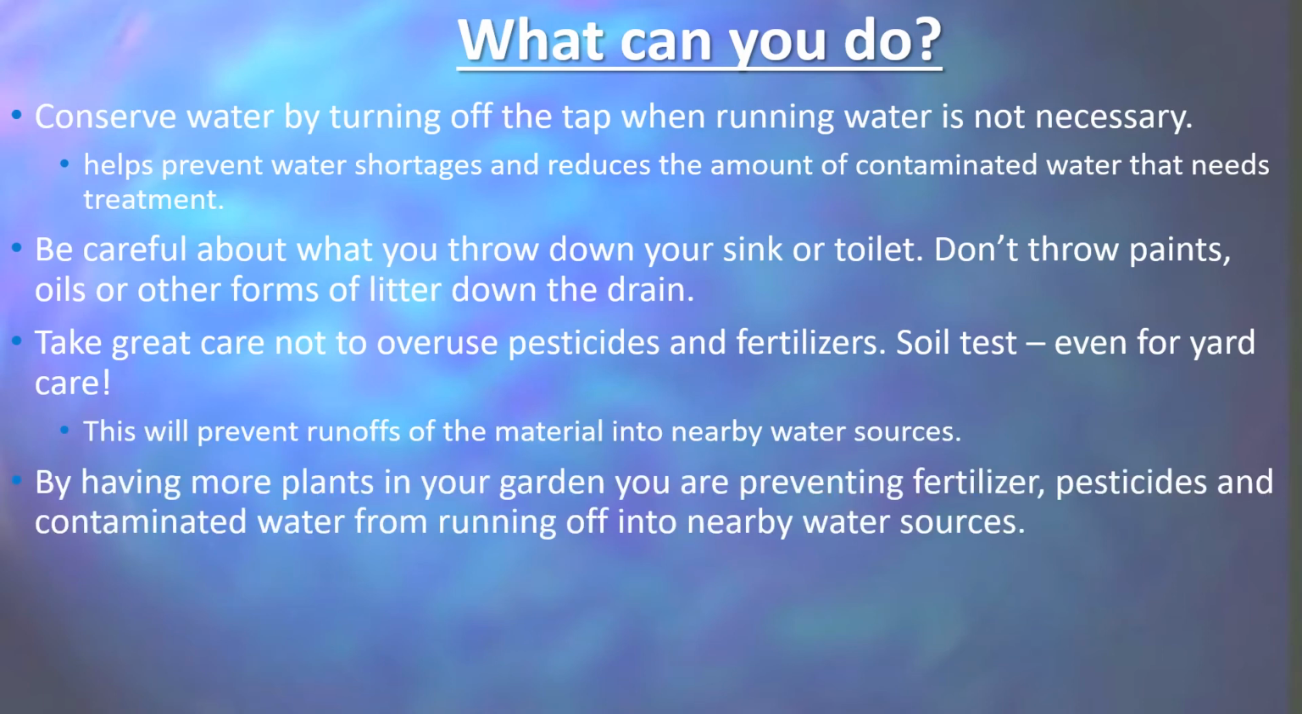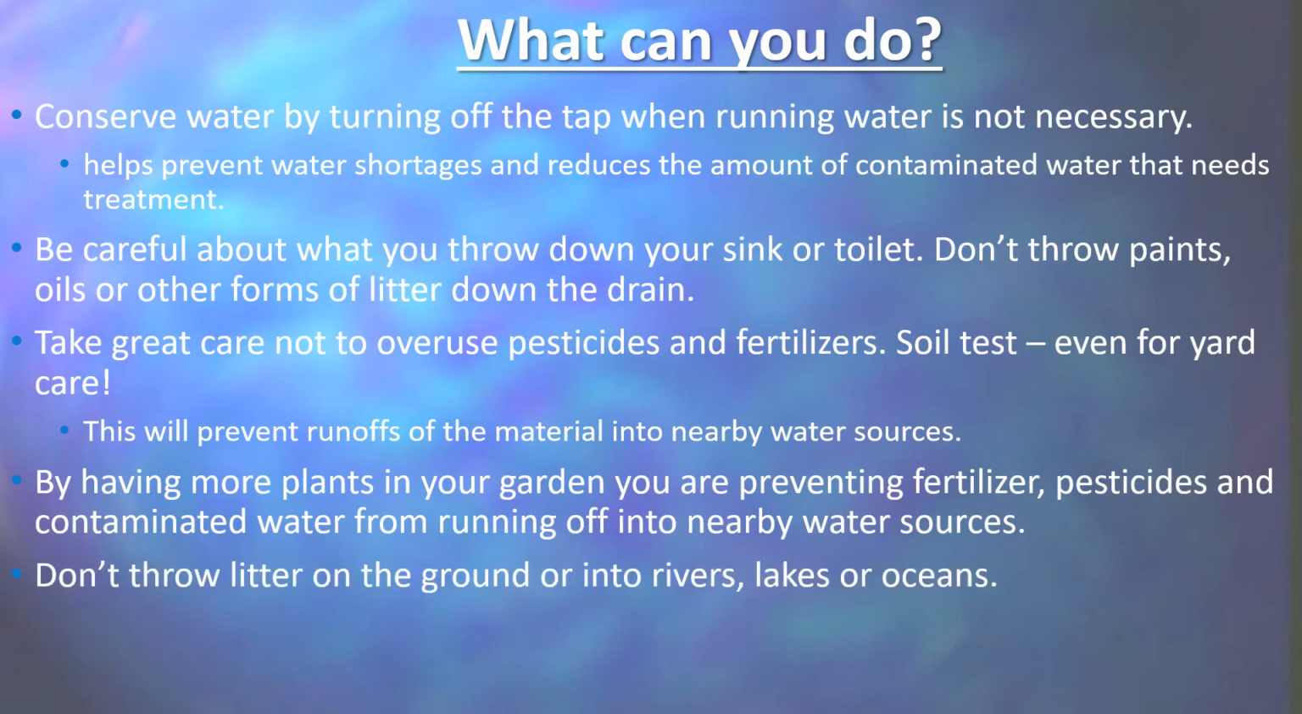Having more plants in your garden will prevent fertilizers, pesticides, and contaminated water from running off into nearby water sources. Don't throw litter on the ground or into rivers, lakes, or oceans. And when you see it on the ground, pick it up.